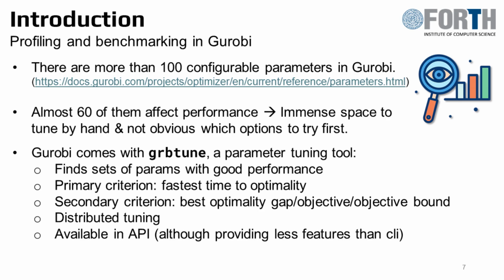The purpose of grbtune is to search for parameter configurations that improve performance for a given model or a set of models. The primary objective is typically the fastest time to proven optimality. Secondary criteria may include solution quality measures, such as the optimality gap or objective bound, depending on how the tuning is configured. The tuner can also operate in distributed mode, allowing multiple machines to explore the parameter space in parallel. This is particularly useful for difficult MILP instances where a single-run experimentation is costly.